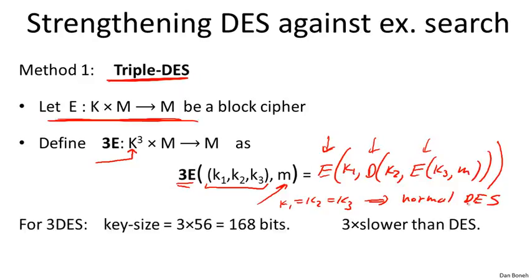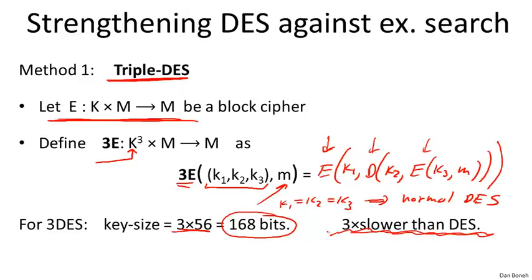Okay, so for triple DES, we now get a key size that's 3 times 56, which is 168 bits. 168 bits is way too long to actually do exhaustive search on. That would take time 2 to the 168, which is more than all the machines on Earth working for 10 years would be able to do. Unfortunately, of course, the cipher is 3 times slower than DES. So this is a real problem with triple DES.